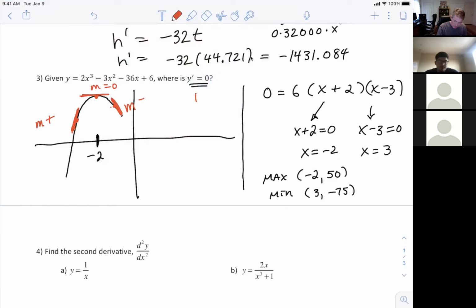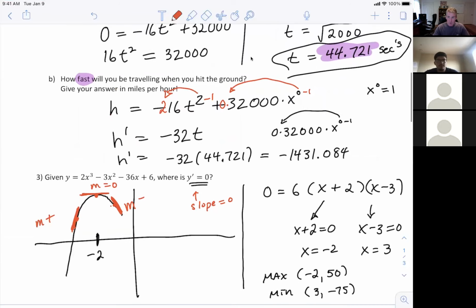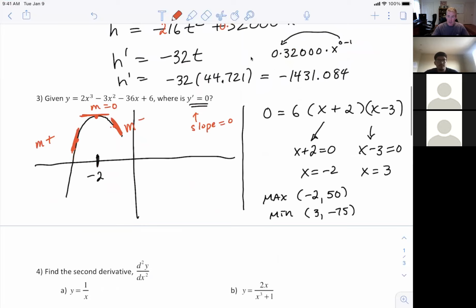So that's what this part was saying. When does the slope of the tangent line equal 0? And then as we saw with the airliner problem, the derivative is also the velocity. So it's also saying when is the velocity equal to 0? So if this was an object that was flying up and then going to go back down, right at the top, its velocity would be 0. So going up would be slope positive or velocity positive, and going down would be slope negative or velocity negative.